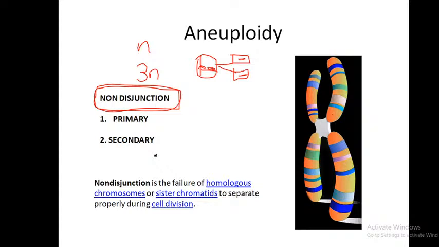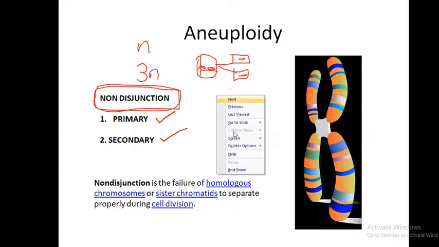If it occurs during first division, non-disjunction is of two types: primary non-disjunction and secondary non-disjunction. If non-disjunction occurs during the first division, it is called primary non-disjunction, and all the gametes produced by primary non-disjunction will have an abnormal number. For example, if the chromosome number is 4n, I will tell you how primary non-disjunction happens.